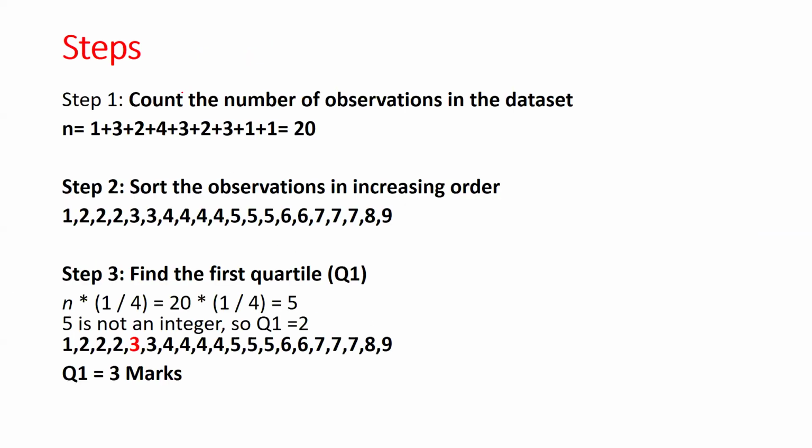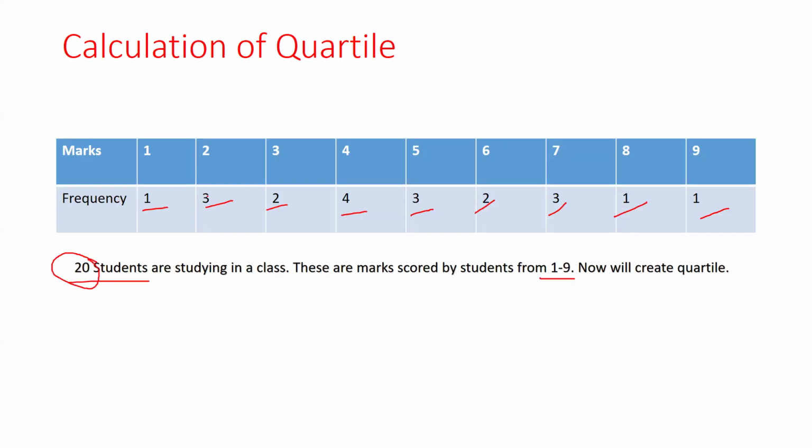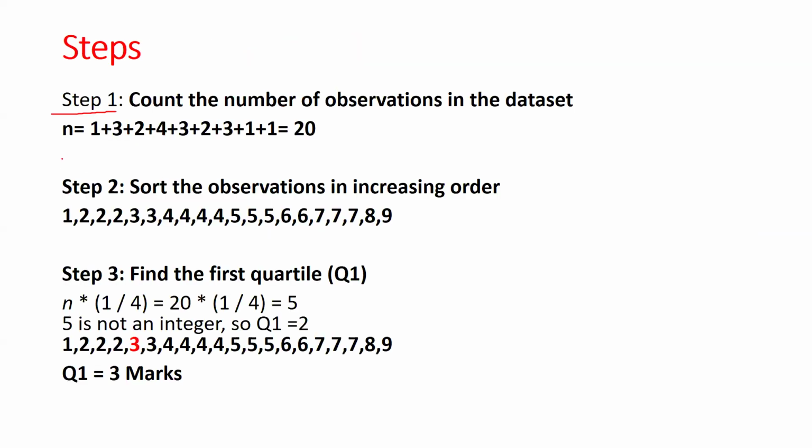So here are the steps for how we are going to calculate quartiles. Step 1, count the number of observations in the data set. In my data set, I had already explained, 20 students. So this number should be equal to 20. We add all these frequencies, and now this number is 20. Step 2, sort the observations in increasing order. So we arranged all these numbers in increasing order.